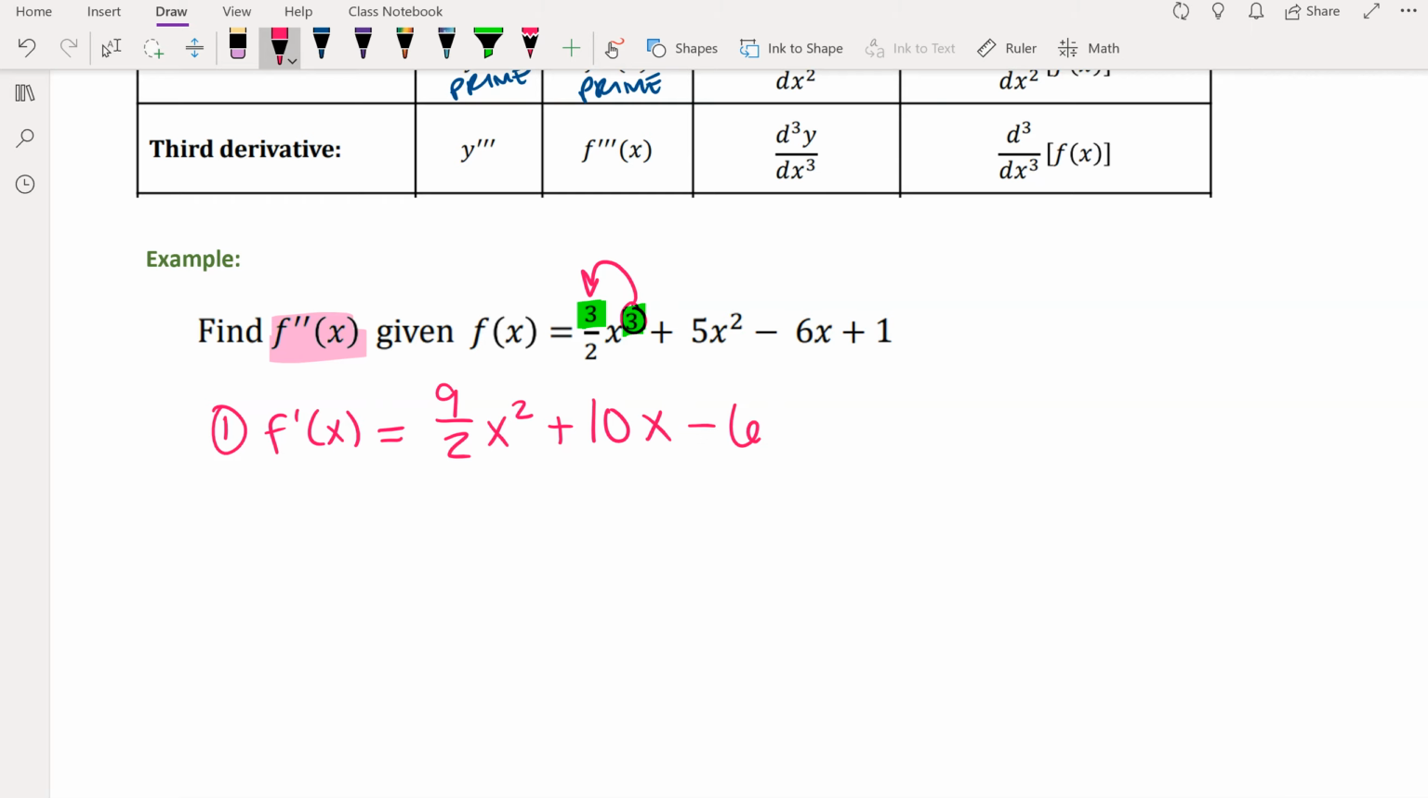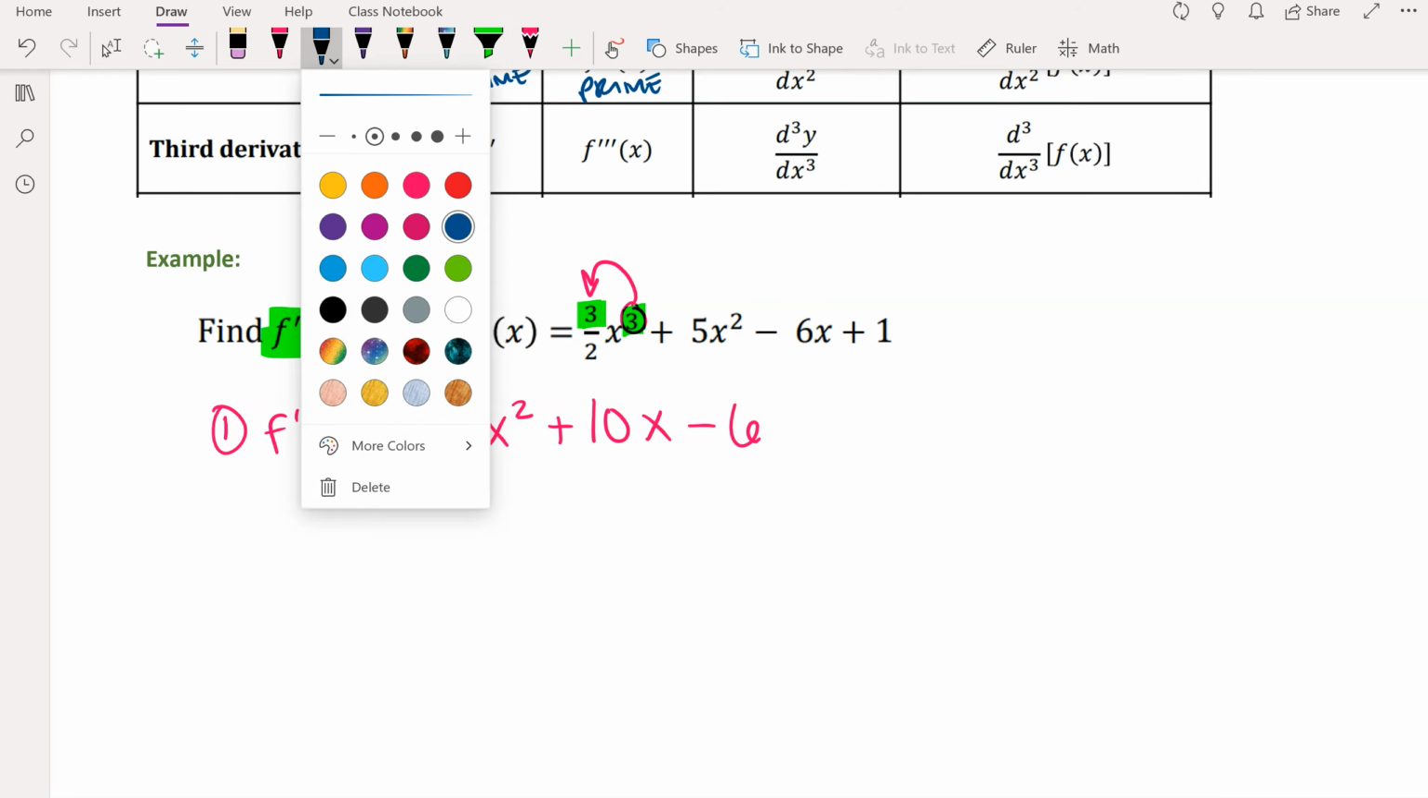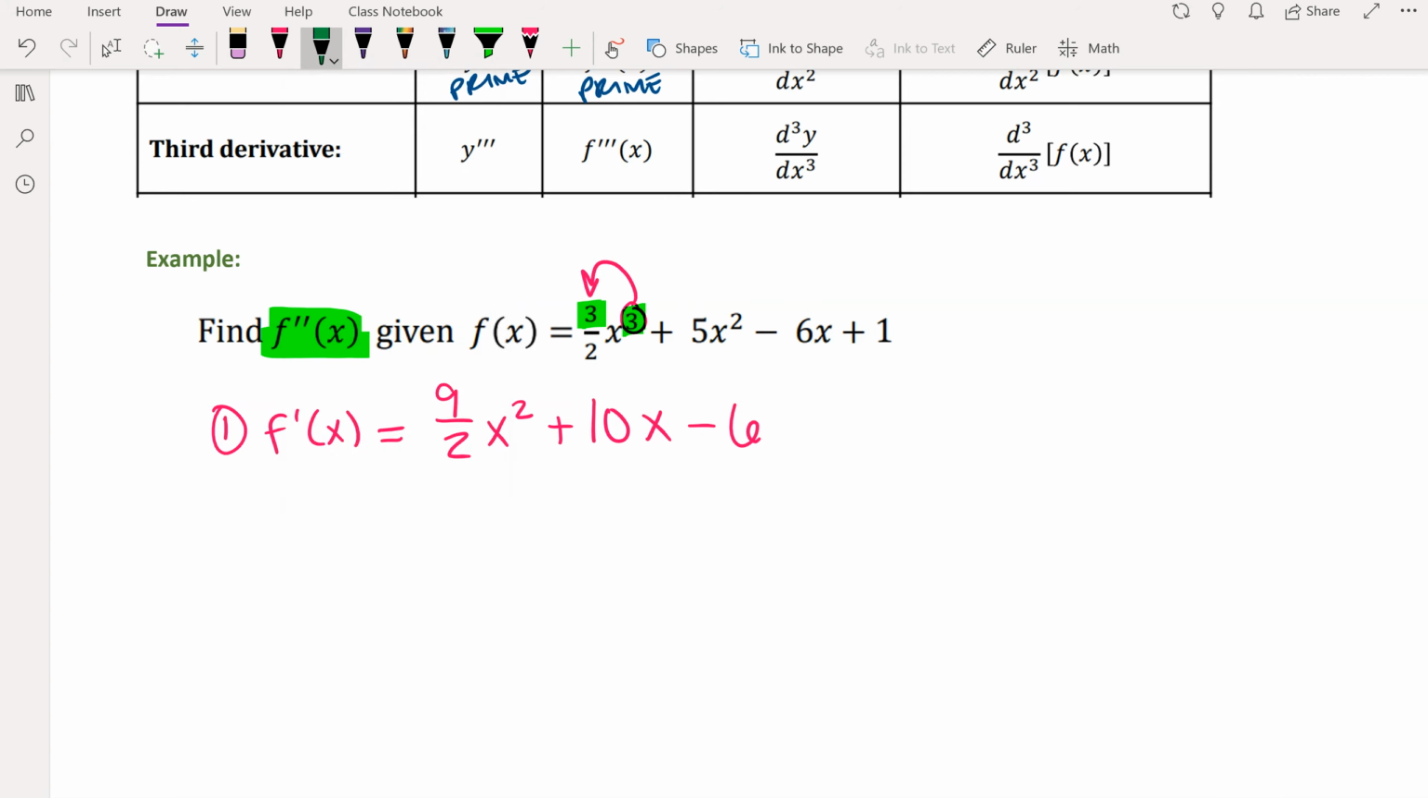That should be what you got for the first derivative. We are trying to find the second derivative, though. So what we're going to do now is take the derivative of the derivative. So we're going to say, okay, f double prime of x equals, and we're going to take the derivative of this. Take derivative of f prime to get f double prime. Okay, so go ahead and take that derivative. Tell me what you get.